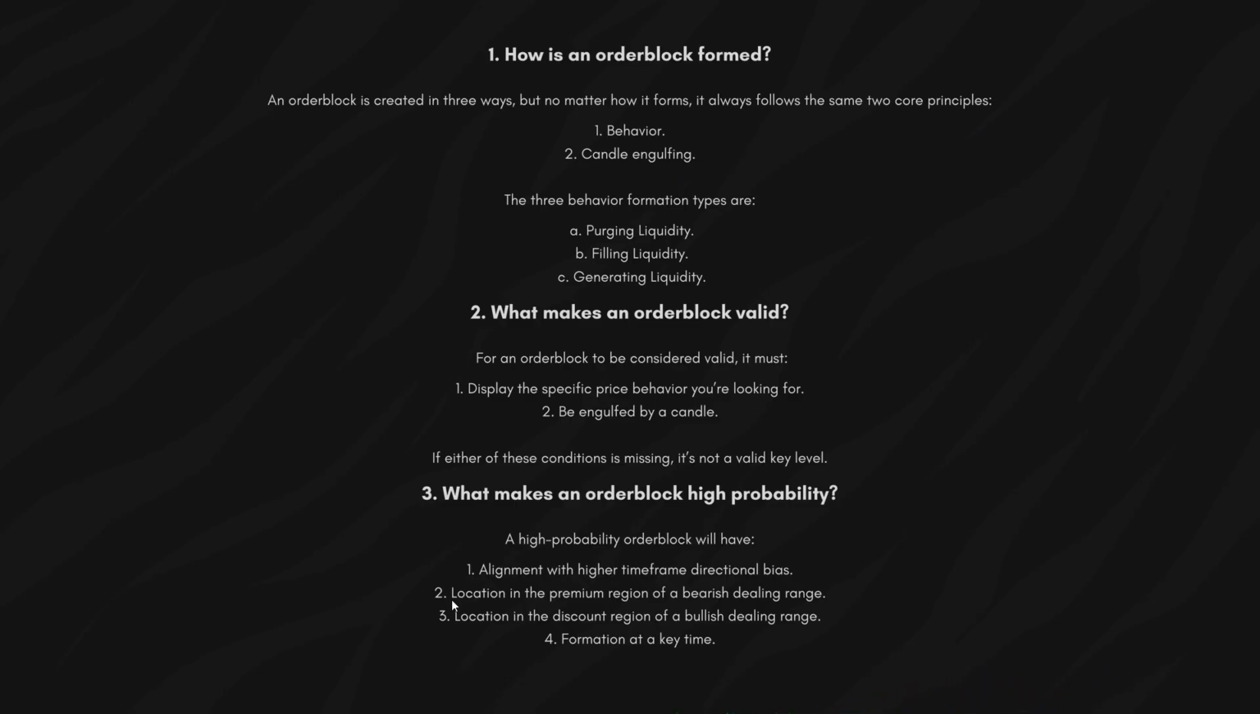Number two, it is located in the premium region of a bearish dealing range or the discount region of a bullish dealing range, depending upon the context. And number four, a high probability order block ideally forms at a key time. So when these four factors are present, they make up a high probability order block.